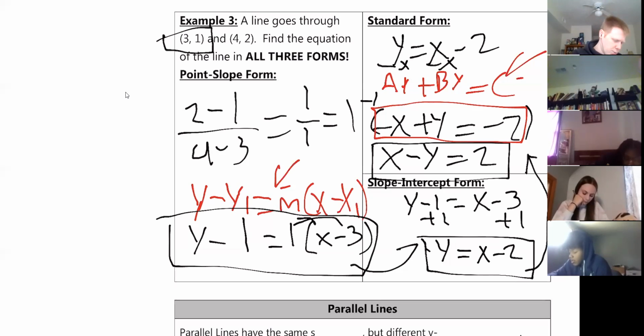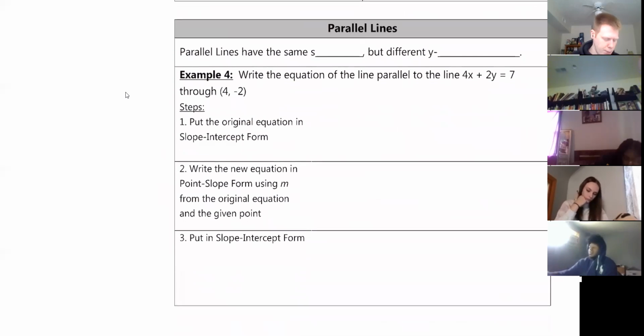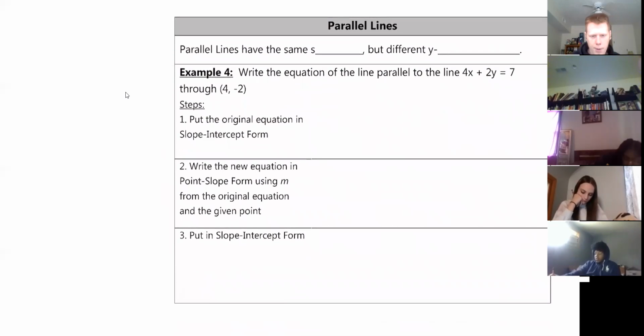So that's it in terms of our forms. The next big concept in 2.4 is they talk about parallel and perpendicular lines. I'm going to show you how the book does it. Do they use point-slope form, or do they use slope-intercept? Oh, okay. I'll follow my notes here, but they might do it a little bit different.